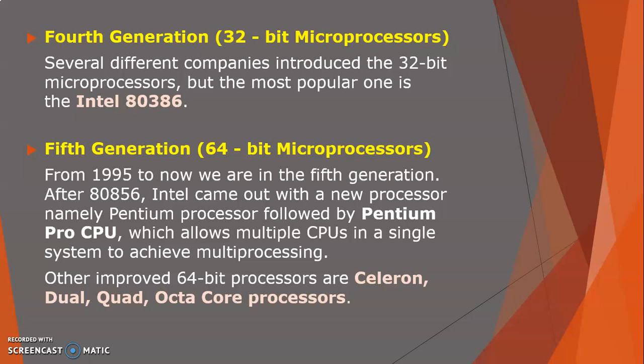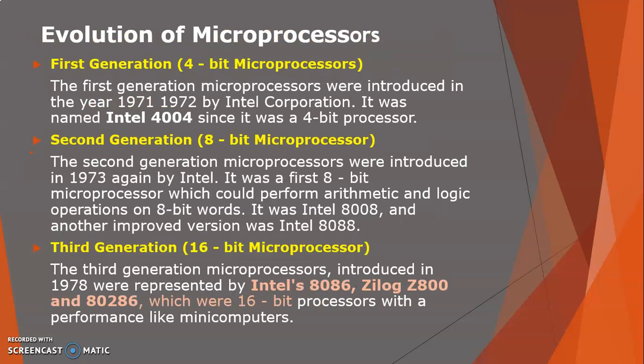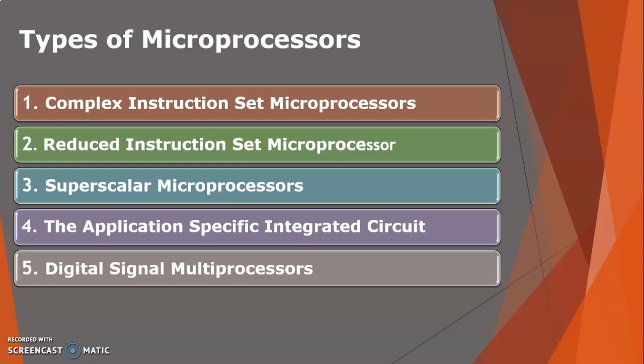Other improved 64-bit processors are Celeron, Dual, Quad, octa-core processor. After that, then i3, then i5, then i7, and now there is a core i3. So these are the evolution of the microprocessor. So we can see that.